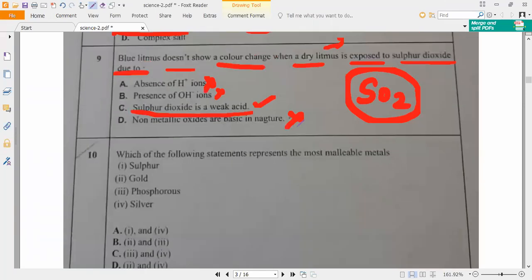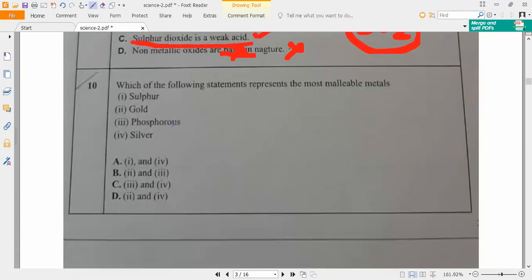So please note that point. Next, like these questions, eliminate the options, then you can get the answers. Non-metallic oxides are basic in nature? No, they will be either neutral or acidic in nature. Absence of H plus ions? No. Absence of OH minus ions? No. Sulfur dioxide is a weak acid. That is the only option remaining, so you will get the answer. Do you understand what I am saying? If not, you can also leave that question. No issues. Next question.